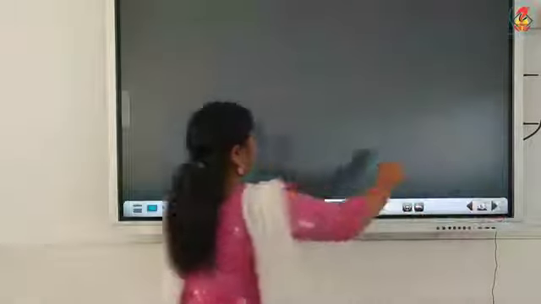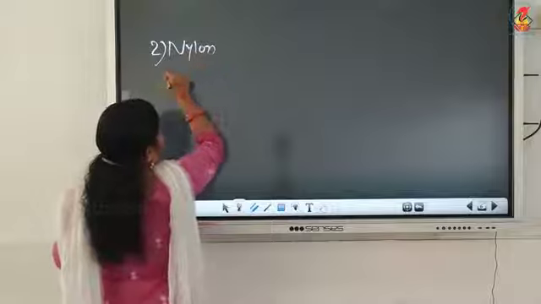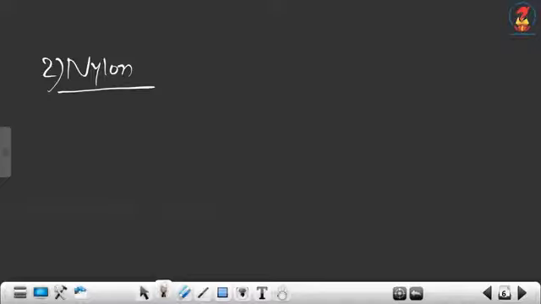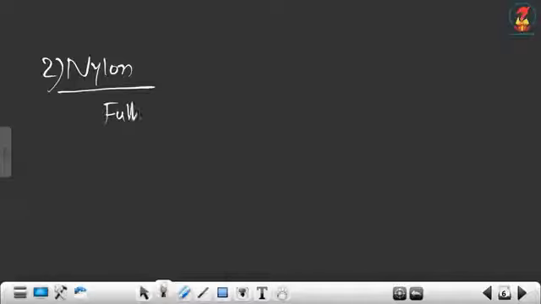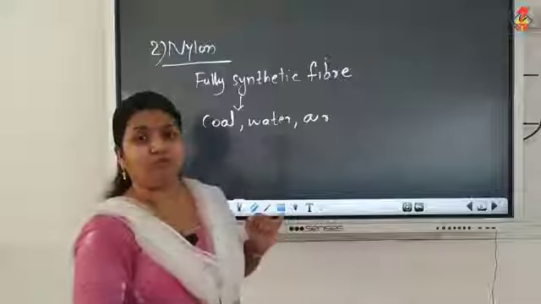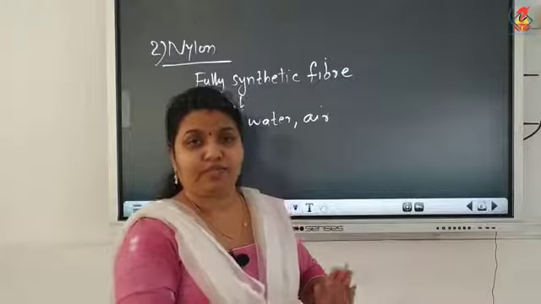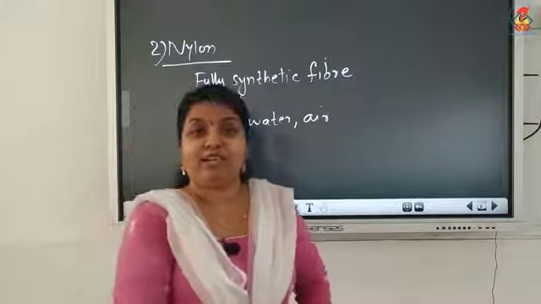So that's about rayon. Then comes the most widely used synthetic fiber, nylon. It is the first fully synthetic fiber. The materials used are coal, water and air. It is prepared using coal, water and air. No raw materials from plants and animals. So it is fully synthetic. Nylon is the first fully synthetic fiber.